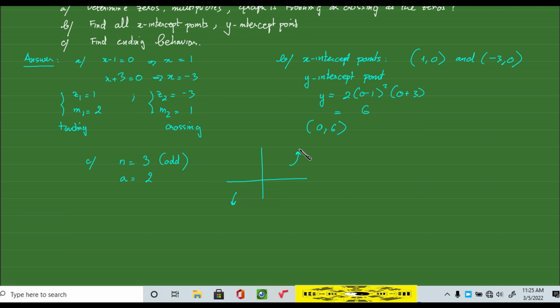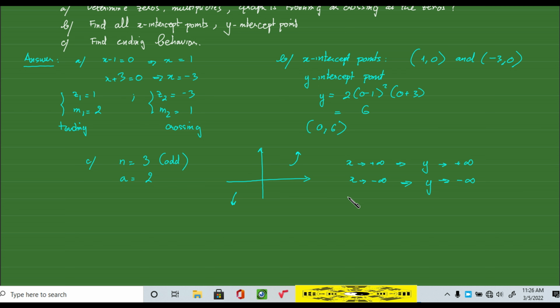So one branch going down like this, and the other branch going up, apply this to the right-hand side, right? Because it's odd, and because a is positive. If it's negative, then the other way around. So from here, I can write the ending behavior: when x approaches positive infinity, then y approaches positive infinity, and when x approaches negative infinity, then y approaches negative infinity. Here you go.